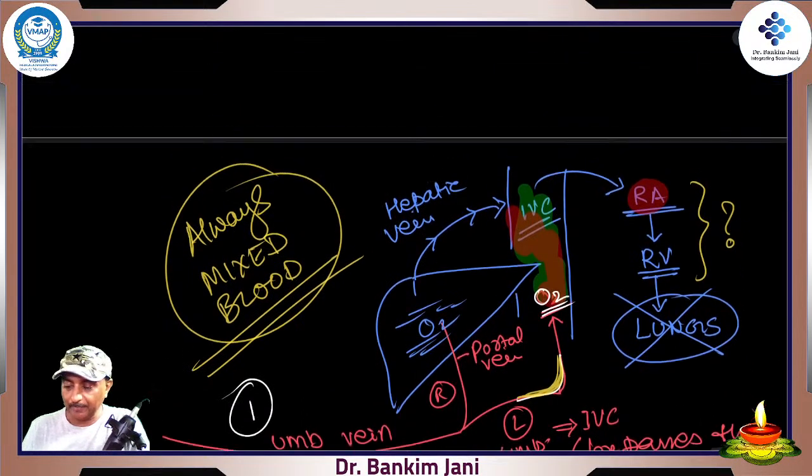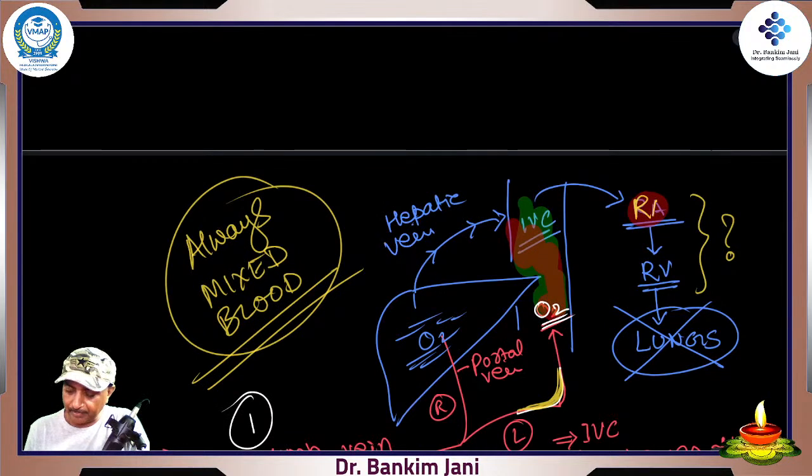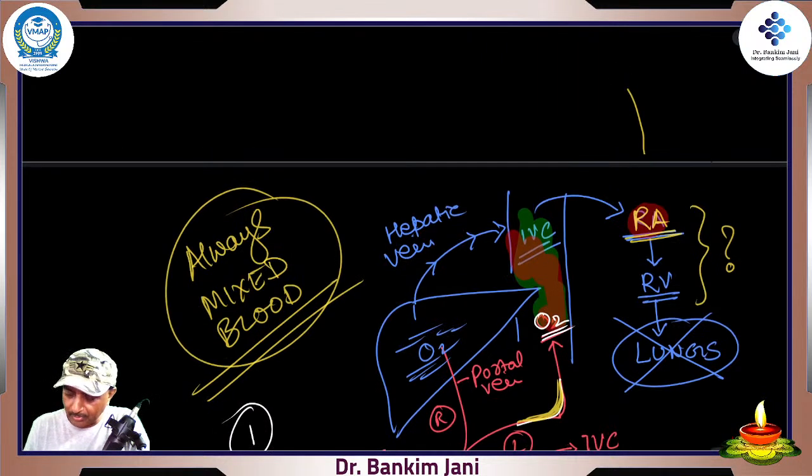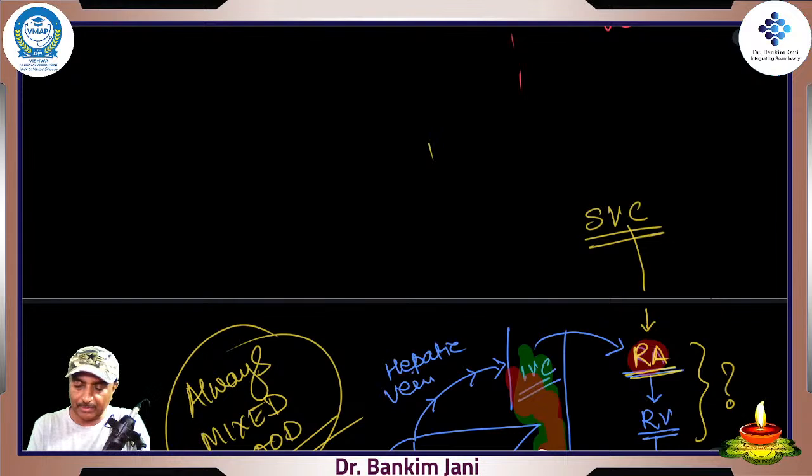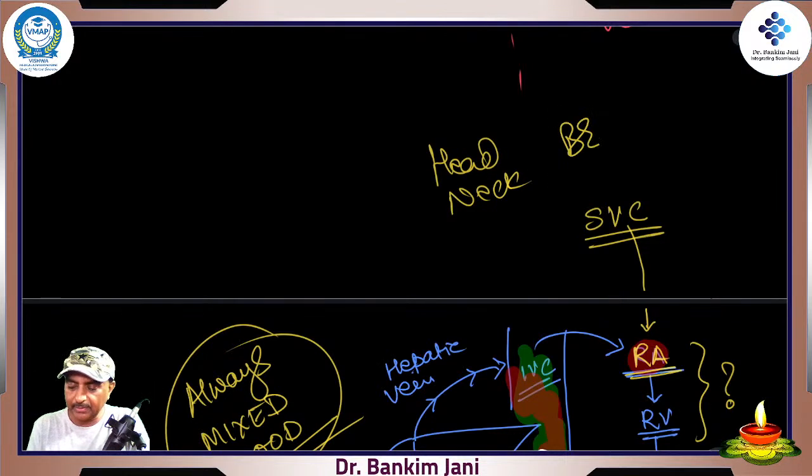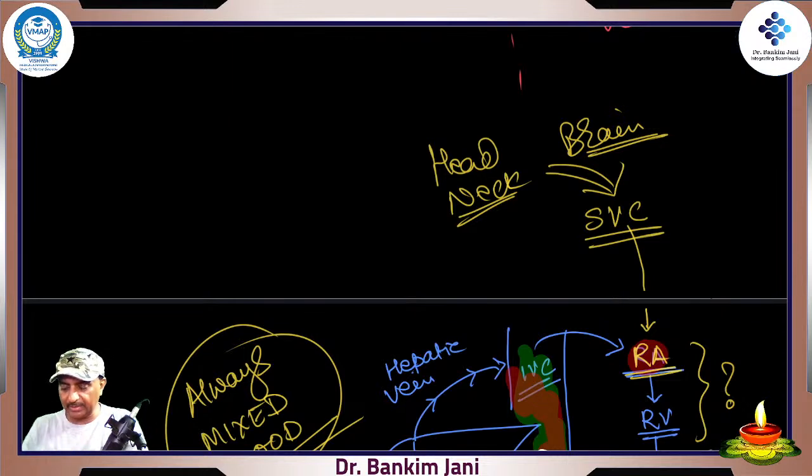Now one more thing: this is the right atrium, in which the IVC is landing. But there is one more vessel landing in the right atrium, and that is the superior vena cava. The superior vena cava takes care of the head, neck, brain, upper limb, everything from the upper portion, and it all lands over here.